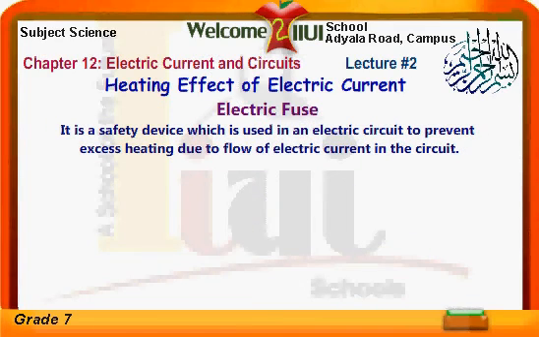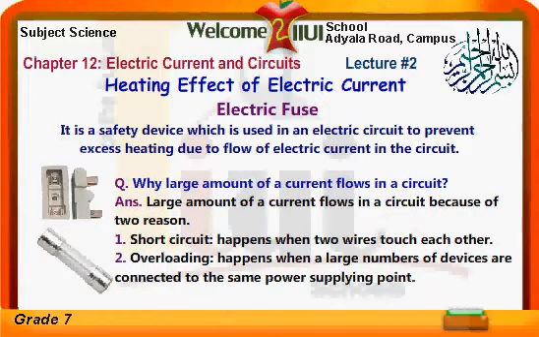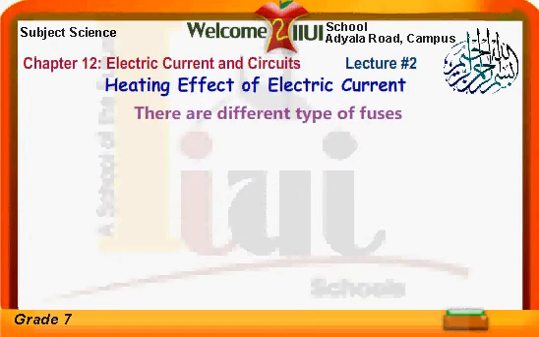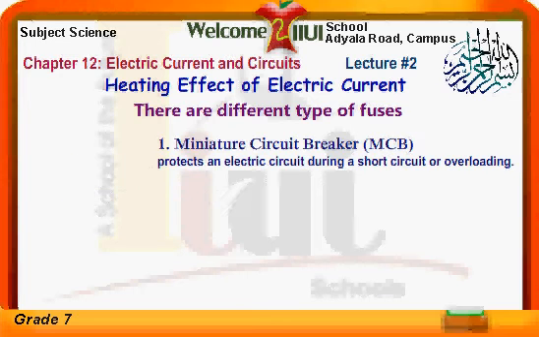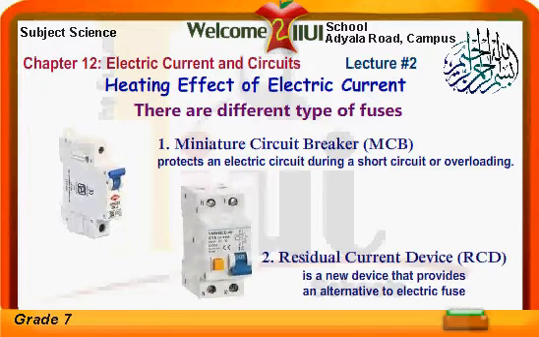Electric fuse. It is a safety device which is used in an electric circuit to prevent excess heating due to flow of electric current in the circuit. Students, there are different types of fuses, in which two are very important. Number one, miniature circuit breakers, also known as MCB, and number two, residual current device, also known as RCD.